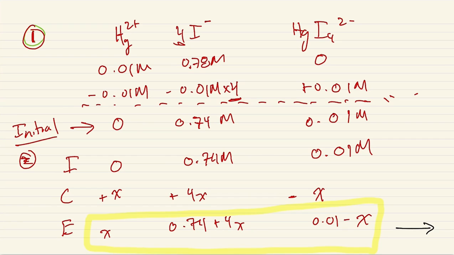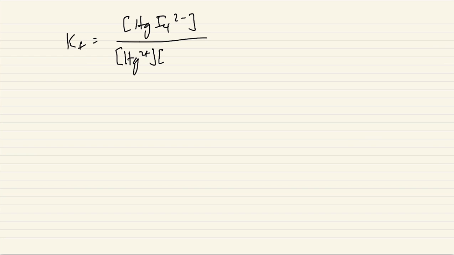Right, what do we have a relationship between those concentrations and what else? Kf, right? Our Kf is equal to Hg(I4) 2 minus over Hg 2 plus and I minus to the power of 4, right?